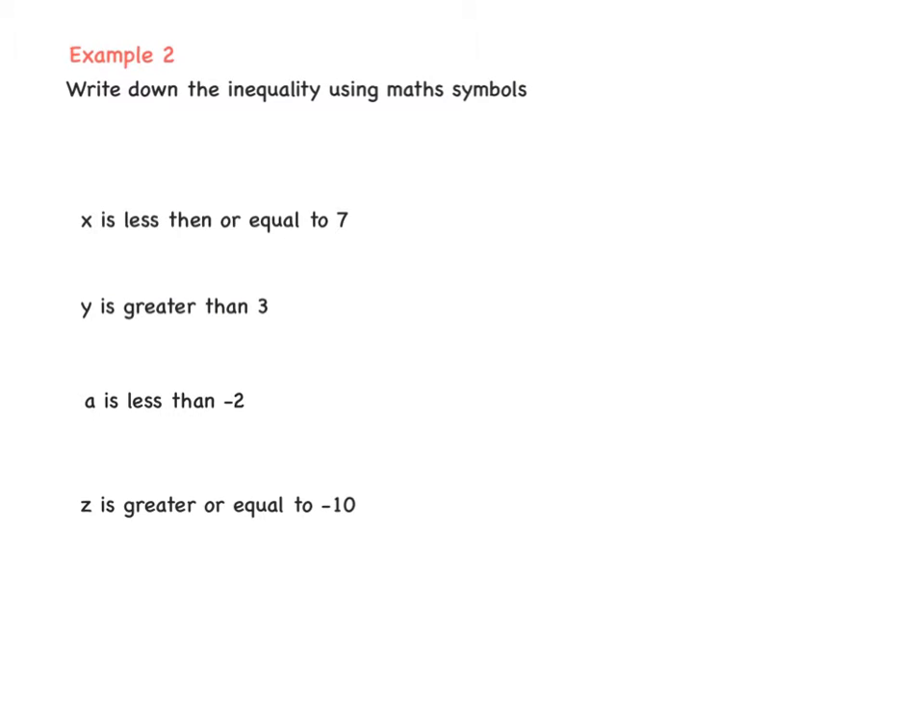And here you're asked to write down the inequality using math symbols, okay? And the first one is x is less than or equal to 7. So we have x and we have 7, and now we need to use the inequality sign. So less or equal, okay? The next one, y is greater than 3. So we have y, we have 3, and y is greater than 3. A is less than minus 2. Less, okay? And the last one, z is greater or equal to minus 10. So greater or equal, okay? So take this example down to your copy, okay? Use the math symbols, okay? And write this sentence down to make sure you understand it.